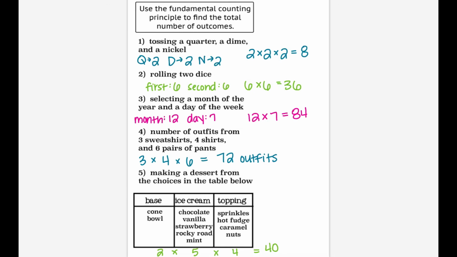All right, so that is really all there is to the fundamental counting principle. It's just multiplying the total number of outcomes from each event if you have multiple events going on. So it's important to remember that you're only ever going to do this when you're looking for the sample space or you're looking for the total number of outcomes.